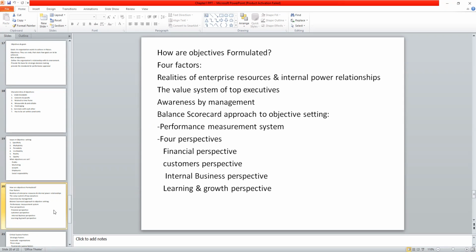Now, awareness by management, awareness of the objectives of the past, is the basis for the future. Managers must be aware of what the past objectives were, how they impacted the future and the present. The binding together of different levels of the hierarchy of strategic intent is facilitated by the technique of balanced scorecard also here, moving ahead. So the balanced scorecard approach to the objective setting is one of the other aspects.